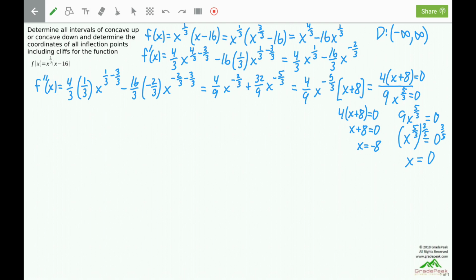We now check to see which of these are in the domain. The domain is all real numbers. x equals negative 8 is a real number. x equals 0 is also a real number. Each of these are candidate numbers. We can now draw a domain line, a line representing the domain. It has no left end because it starts at negative infinity. It has no right end because it ends at positive infinity. We can put all candidate numbers on here in order. We have a negative 8, and we have a 0.